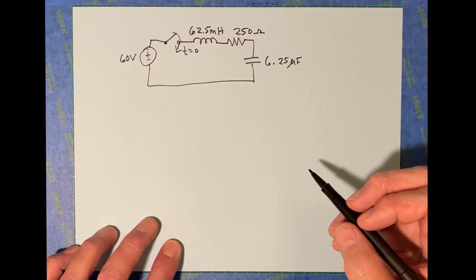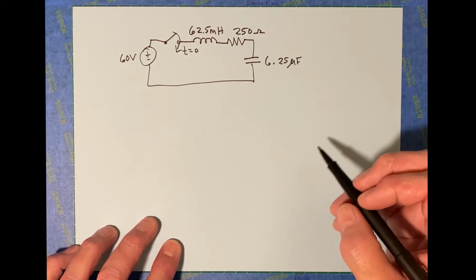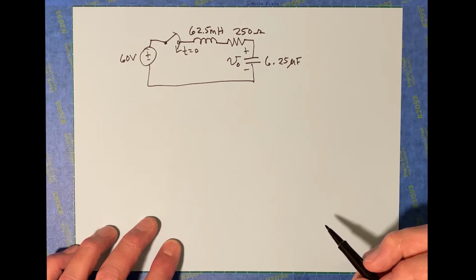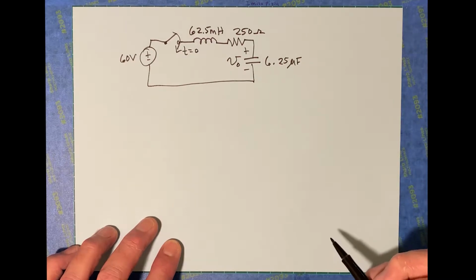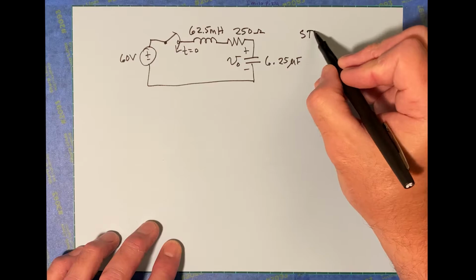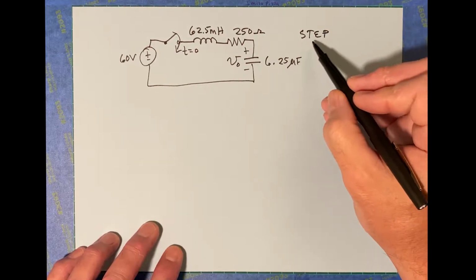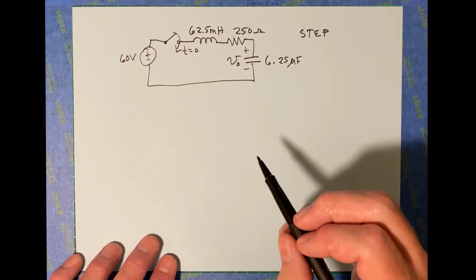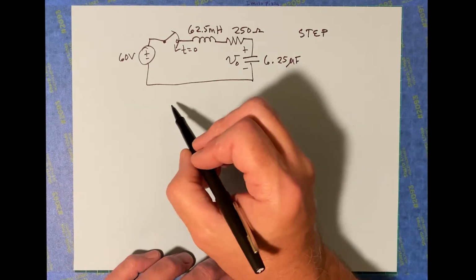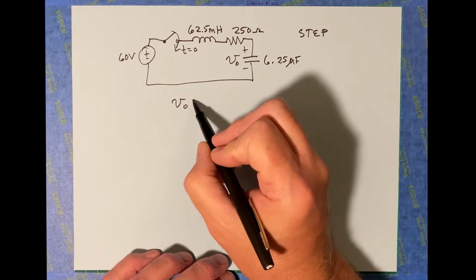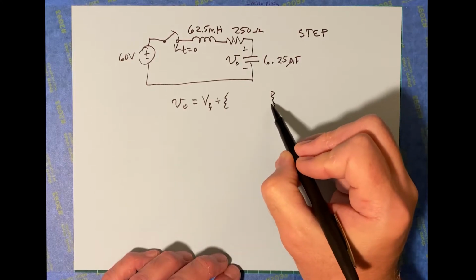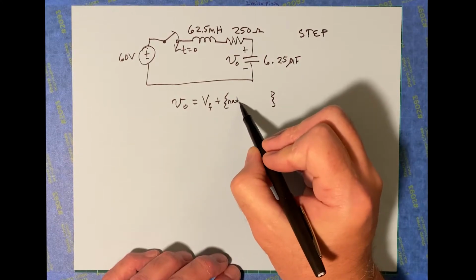All right, what do I want to find? I want to find, pick something, V naught across the capacitor, right there. Okay, there's no initial energy present. This is the source. This is going to be a step response. Now, we didn't go over this, but you know how it's going to fall out. It's going to be V naught. This V naught here is going to be V final plus what goes in there? Natural response.